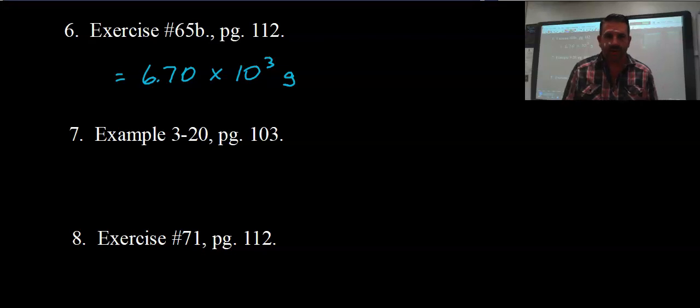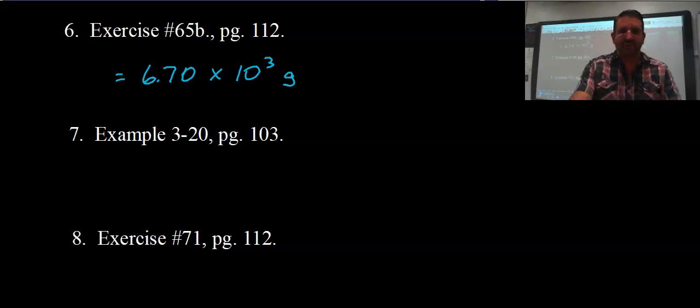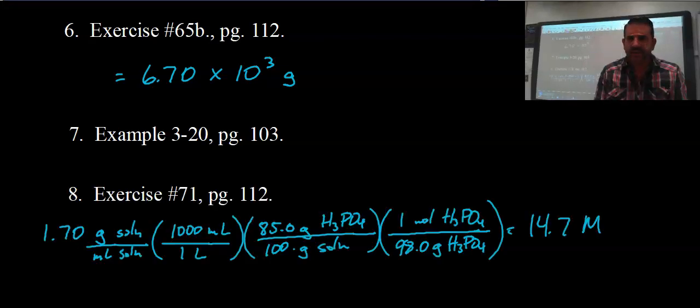All right, go ahead and work on exercise 71 on page 112. Please pause the video. And the main idea here is we want moles per liter. So we need liters in the bottom. So I took that density, converted it to grams per liter, that first conversion factor. Percentage composition to find grams of just the solutes. And then, again, that's going to be grams per liter.